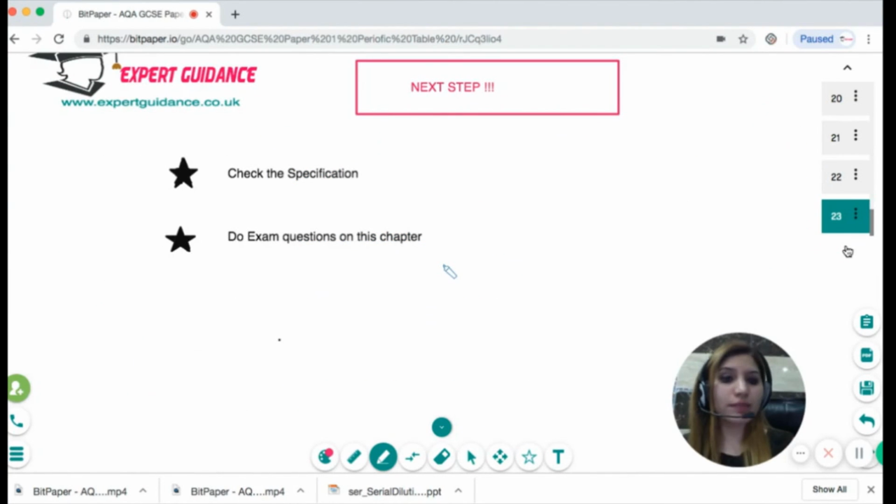Okay, I hope this chapter is well clear to you. Now what is the next step? Check the specification, make sure everything which is there in the specification is crystal clear to you, and do the exam questions on this chapter. The exam questions on this chapter can be found on my website. The link is mentioned in the description box below.